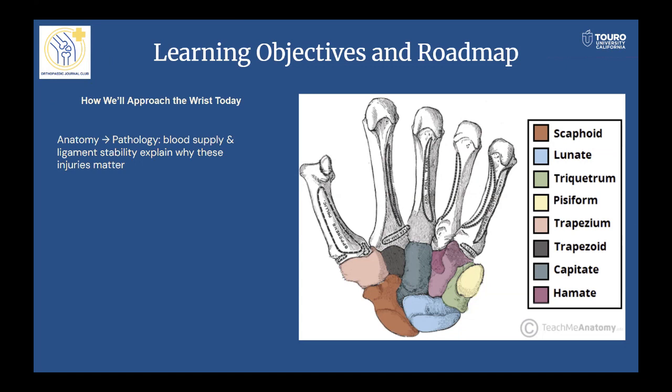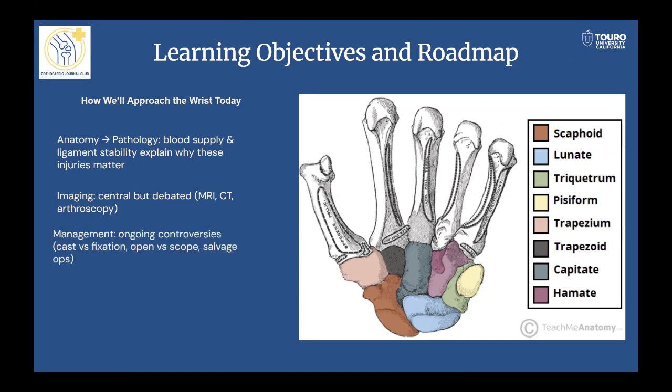From there, we'll move into imaging. This sits at the center of all three conditions, but it's not straightforward. MRI can offer high sensitivity for early pathology, CT gives unmatched bony detail, and arthroscopy still remains the gold standard for diagnosing and sometimes even treating wrist injuries. The debate here is really which modality gives you the best and most actionable information in each case.